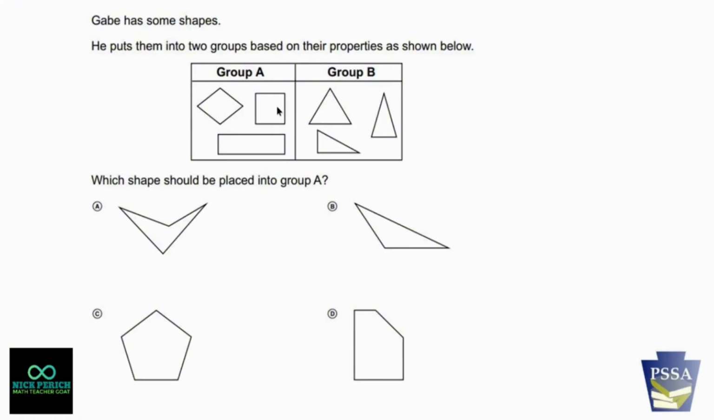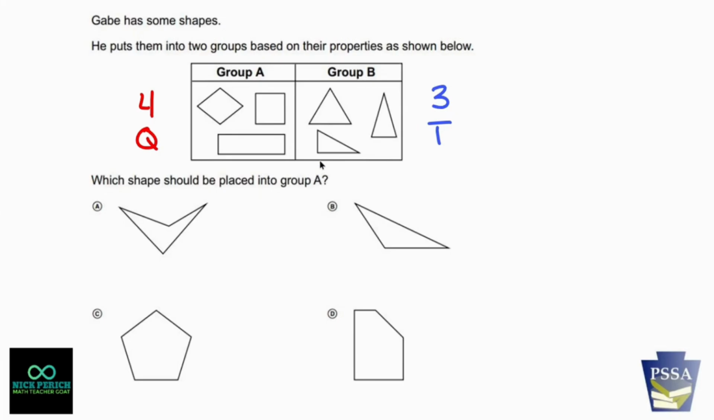We have a four-sided figure, it's a square, and a four-sided figure, that's a rectangle. So all of these are four-sided figures, also known as quadrilaterals. Group B, you have a three-sided figure, so a triangle, three-sided figure, triangle, three-sided figure, triangle. So three sides, triangles. Now, which shape could be placed into Group A?